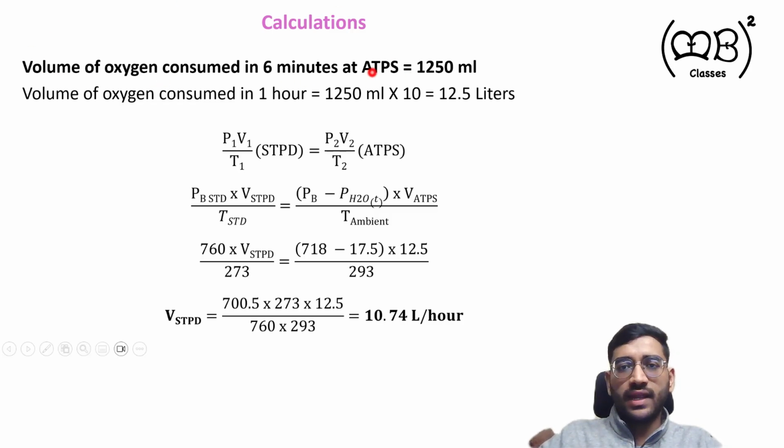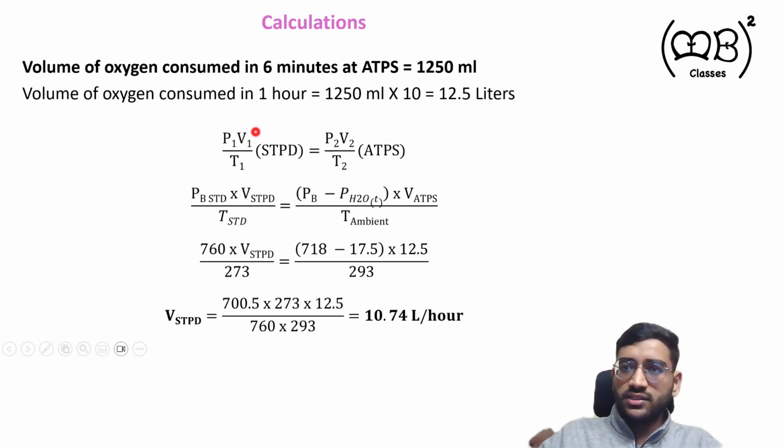Going into the calculations, we got one value from the spirometry record, which was volume of oxygen consumed in 6 minutes at ATPS, which was equal to 1250 ml. Now this was in 6 minutes, so we can either convert it to per minute or per hour. We can go into per hour by multiplying by 10, which would be 12.5 liters per hour at ATPS.